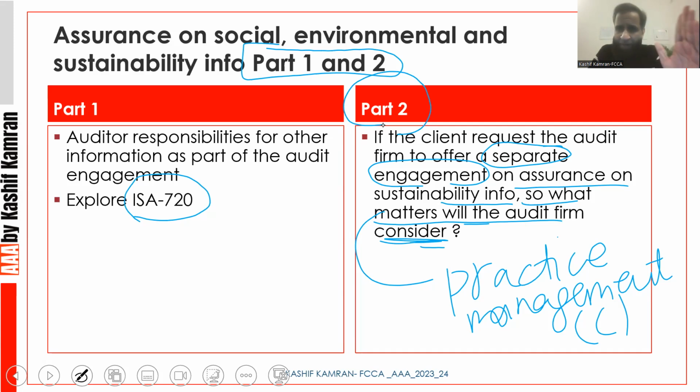So are you clear between part 1 and part 2? Part 1 is ISA 720, the auditor responsibility for other information in the document containing the financial statement. And part 2 is when you offer a separate engagement on sustainability assurance, what matters will you consider? So it's more about the practice management, right? The part 2 as a separate engagement. So is everyone clear with the segregation of part 1 and 2? Any confusions between part 1 and part 2?